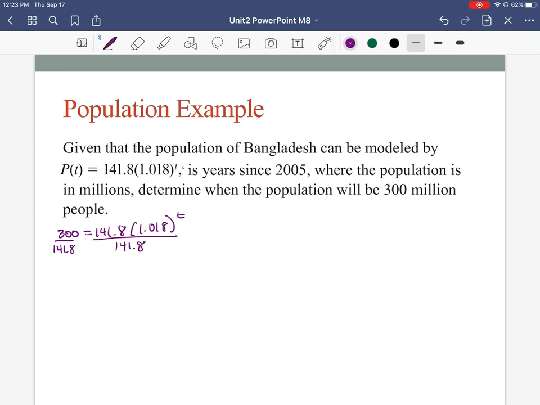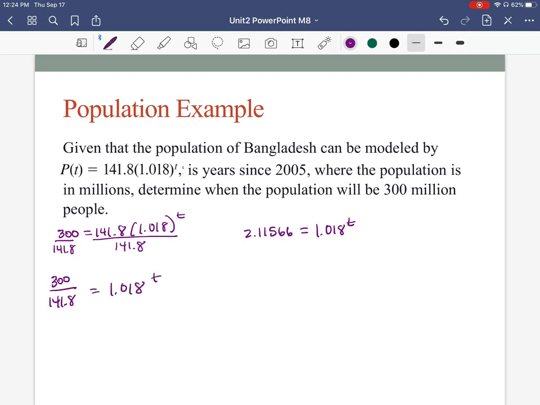I could put the 300 divided by 141.8 into my calculator and get that number. If you do that, you are going to start to introduce rounding, so it's kind of up to you. I'll do it either way. So 300 divided by 141.8. Over here you can either write it as 2.11566 equals 1.018^t, or I can also just leave it as 300 over 141.8.